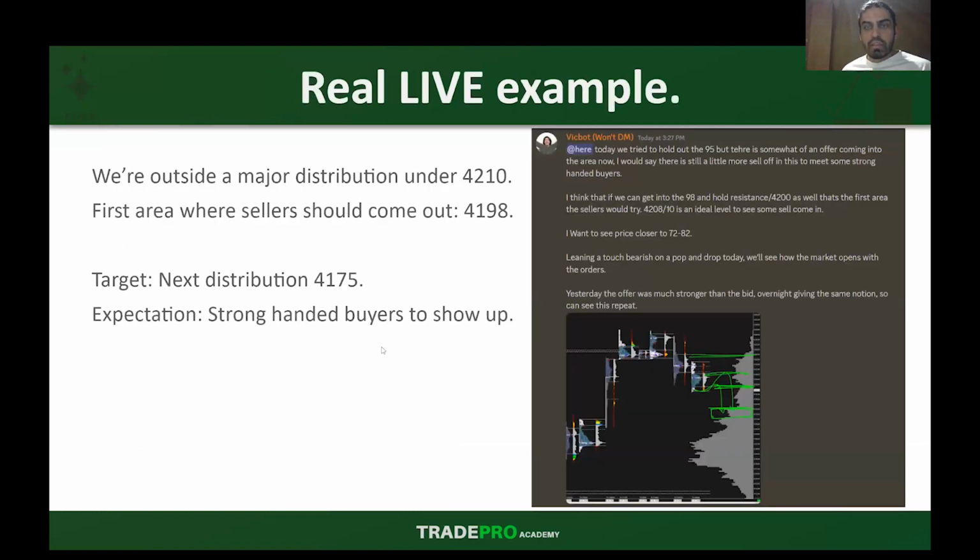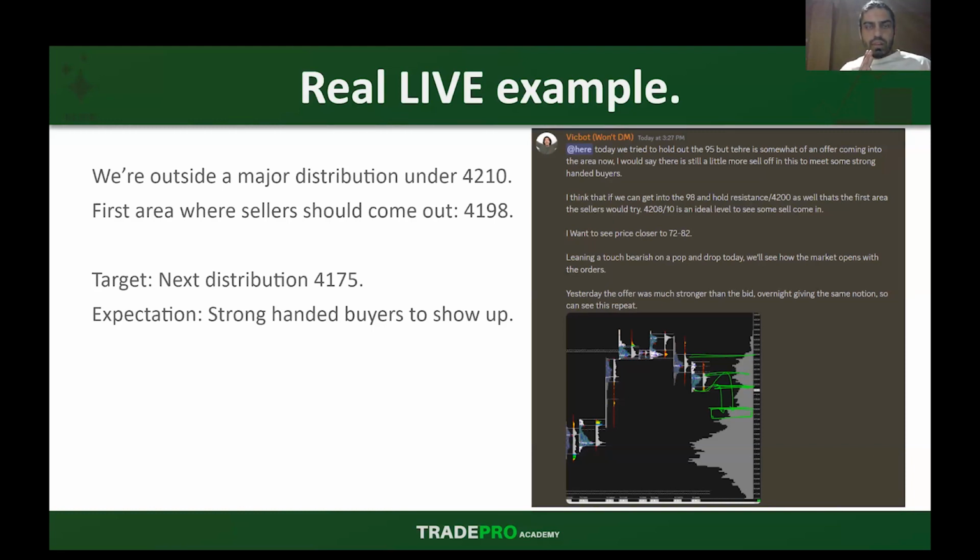So let's continue. So, real live example, this was from yesterday. We're outside a major distribution under 4210. Right? 4210 is the start of a major distribution to the upside. So we're outside of that, meaning that we're going to be hunting a distribution to the downside. We're in an expansionary period. This is the trade plan that I laid out for our team yesterday.